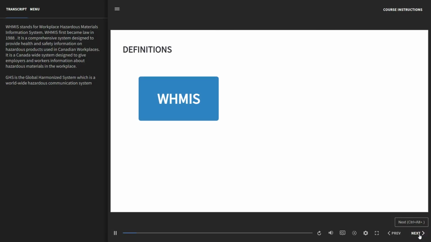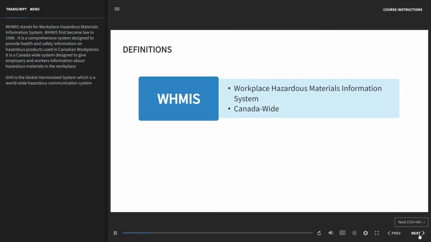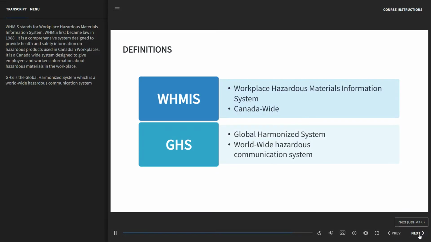WHMIS stands for Workplace Hazardous Materials Information System. WHMIS first became law in 1988. It is a comprehensive system designed to provide health and safety information on hazardous products used in Canadian workplaces. It is a Canada-wide system designed to give employers and workers information about hazardous materials in the workplace. GHS is the Global Harmonized System, which is a worldwide hazard communication system.